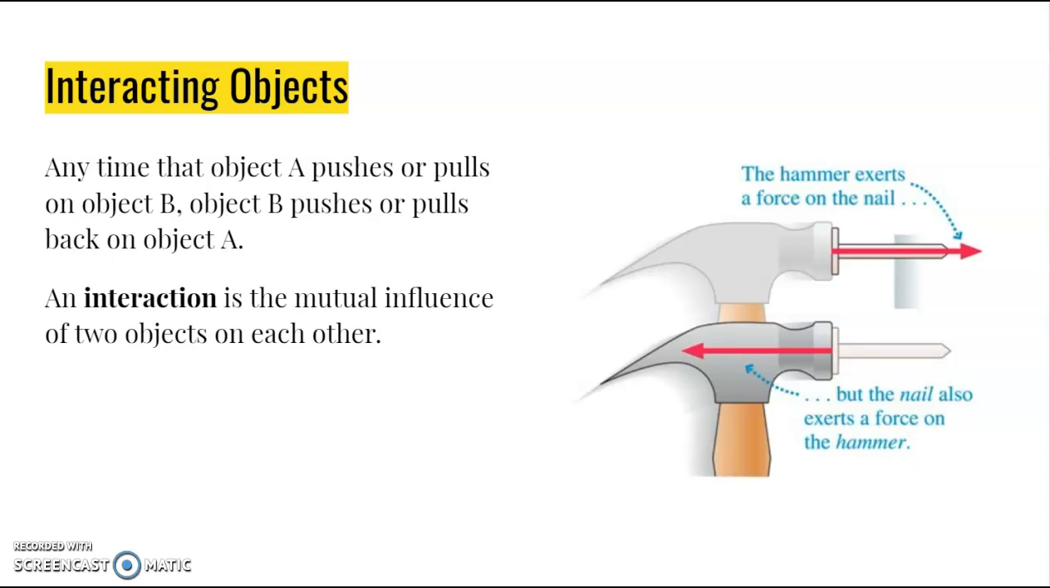So basically, when objects are interacting with each other, let's say we have direct contact here. If object A is pushing or pulling on object B, then object B pulls or pushes back on object A. For example, if we have a hammer interacting with this nail, this hammer exerts a force on the nail to the right, but also this nail exerts a force back on the hammer to the left. It's kind of like if you were to slap your hand against the table. You feel that force of the slap because, in effect, the table is slapping your hand back. It exerts a force back on your hand. So when I say an interaction, this is a mutual influence between two objects on each other.